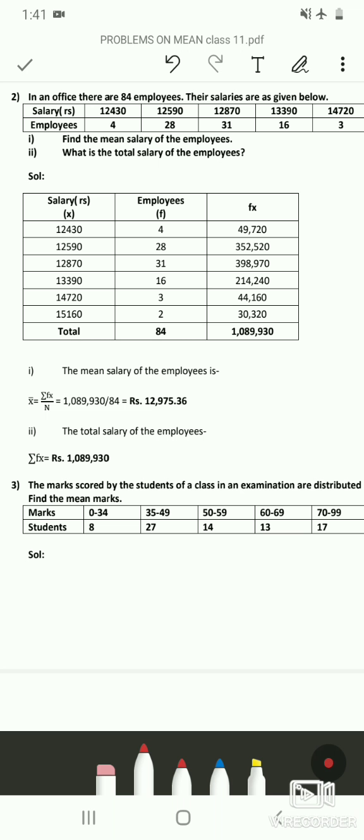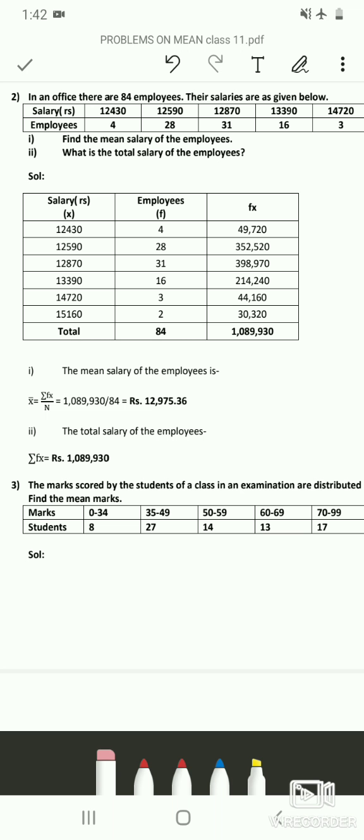What you have to do is, first you have to calculate fx, and then you have to calculate summation f of x. Here you will get to know the n value, and then substitute in the formula, that is summation fx upon n, and substituting the values you will get the x bar value.